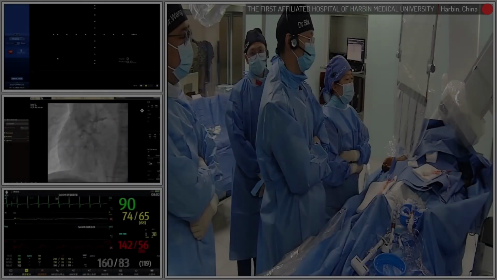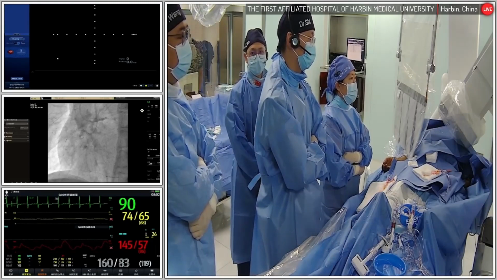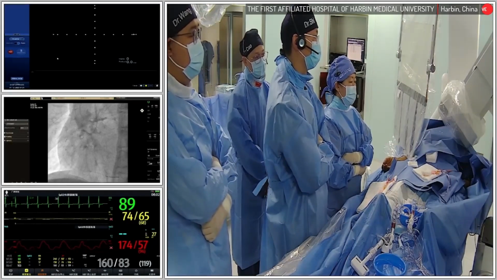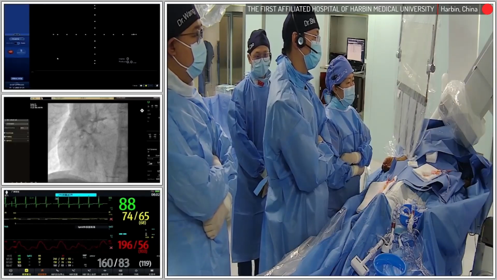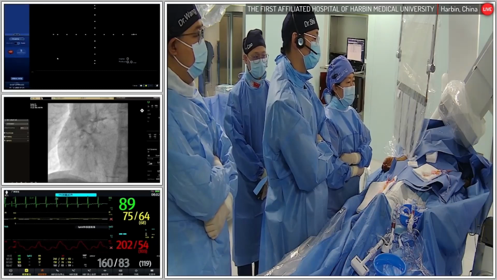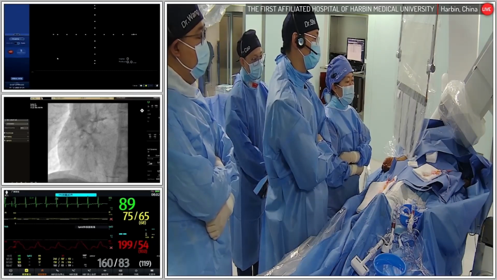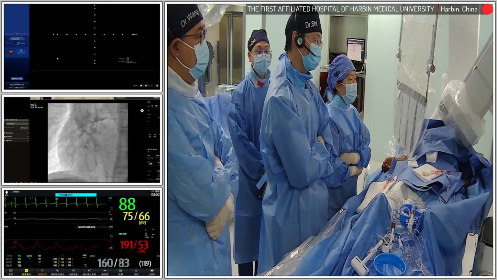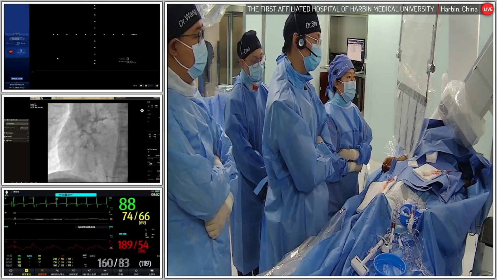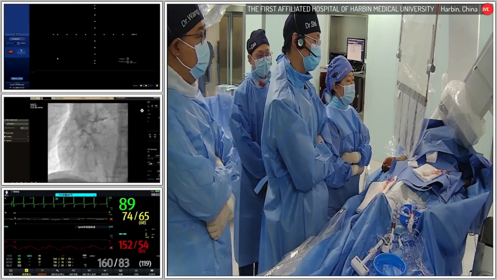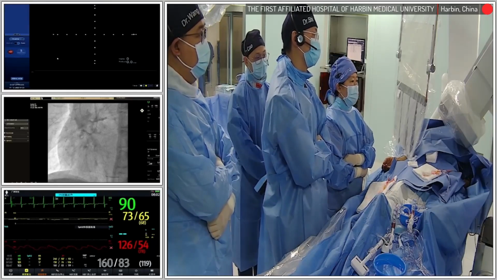Hello, everyone. Once again, welcome to the First Affiliated Hospital of Harbin Medical University. You are seeing the live demonstration case from our new CAS lab located in the Nangang district, our branch. Today we are very excited and privileged to make this live case demonstration on a very classic CHIP patient. And we are very glad to have this opportunity to share our daily experience and our daily work.